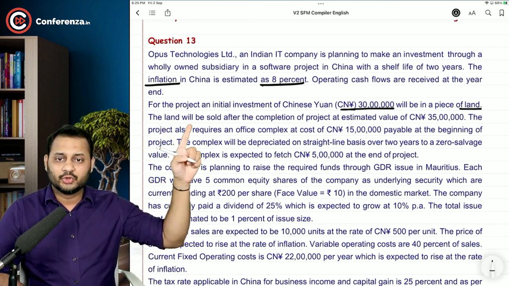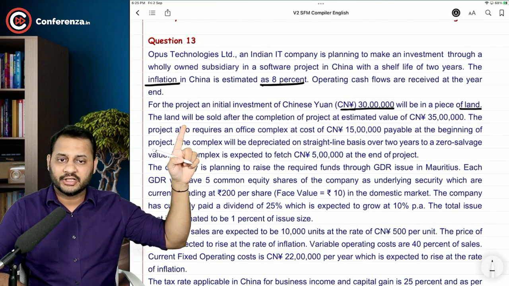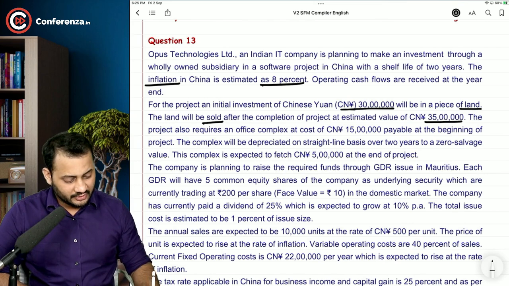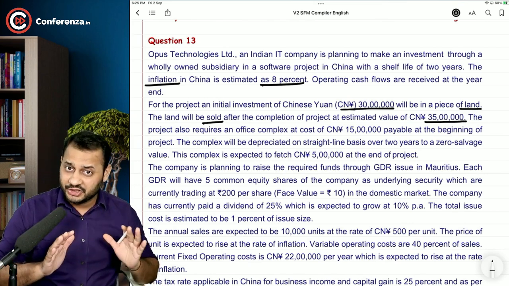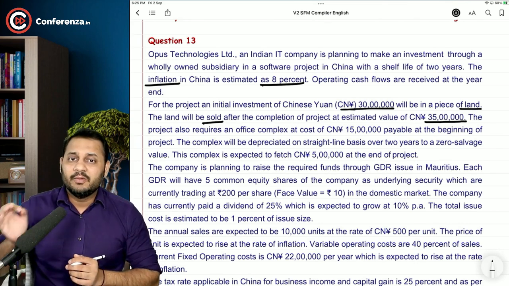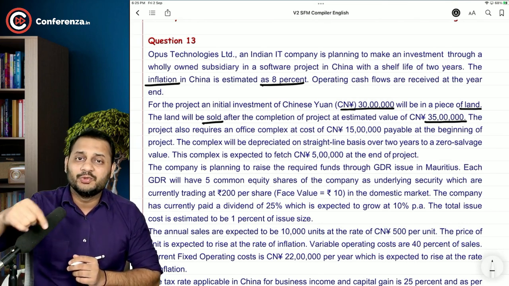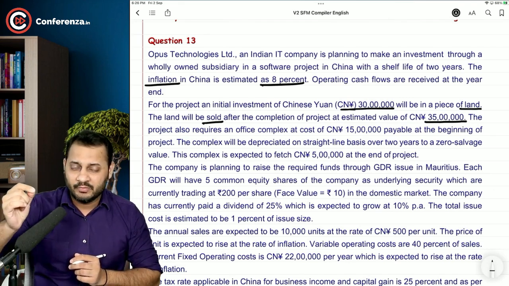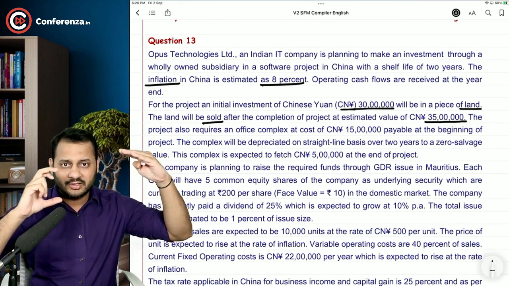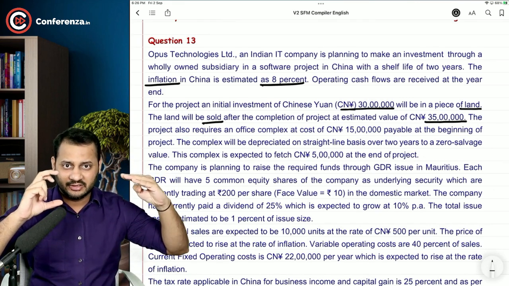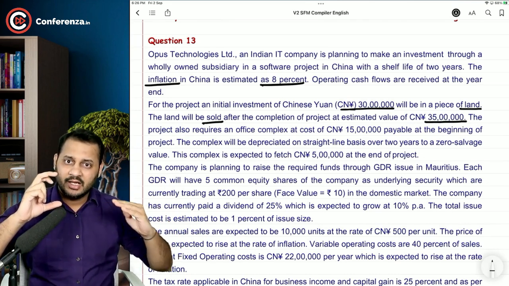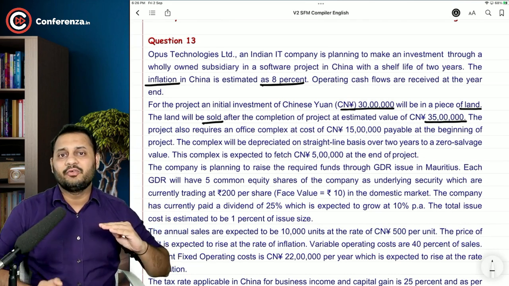The land will be sold after the completion of the project at an estimated value of 35 lakhs. See, there is no depreciation in case of land. So the gap of 5 lakhs will be purely capital gain on which you will have to pay capital gain tax. So you can prepare a working for this. Sold at 35, less purchased at 30, capital gain 5 lakh, less tax paid on the capital gain, and the balance amount received at the end of 2 years.